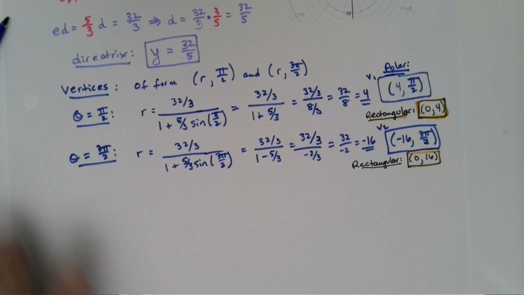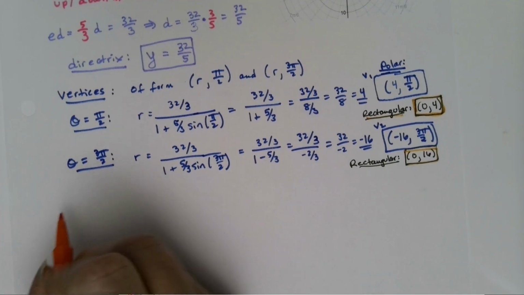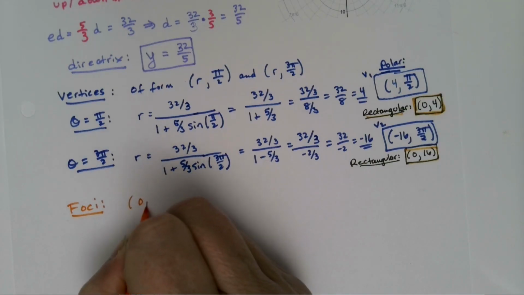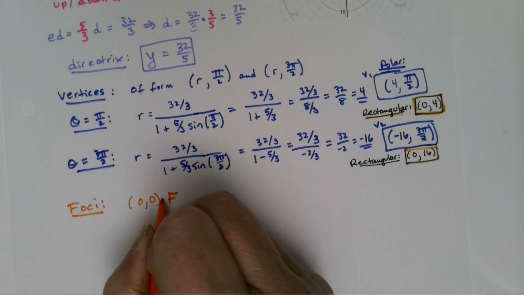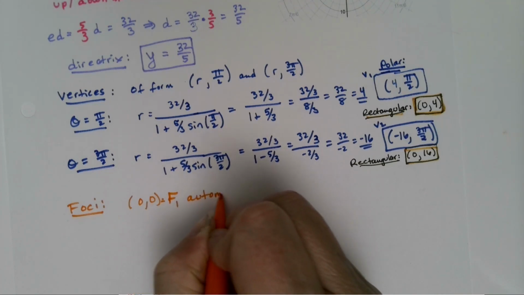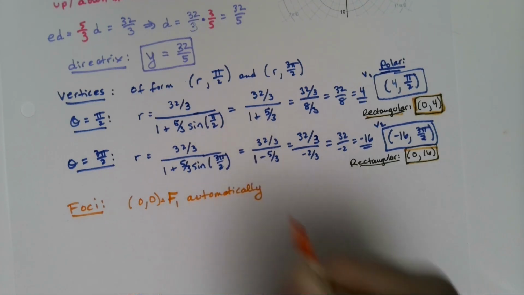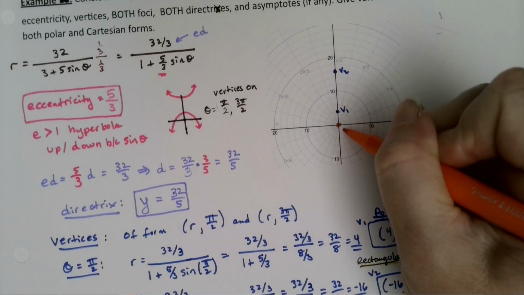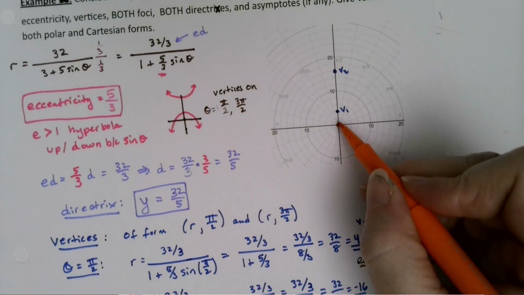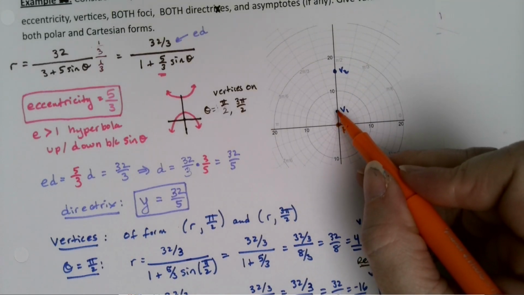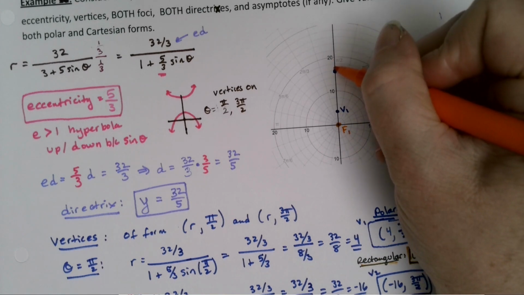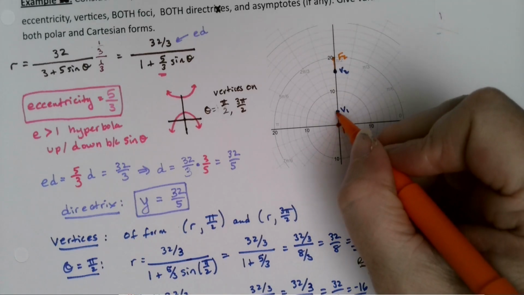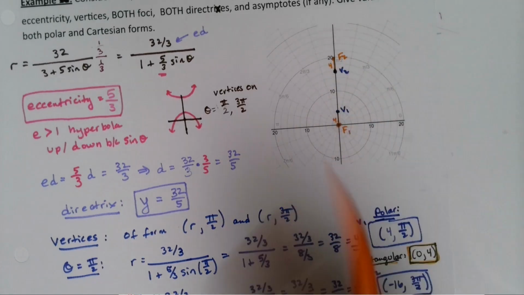Now, what about the foci? For the foci, we know that the origin is focus 1 automatically. That is just how these are built. Now let's think about that for a second. Focus 1 is here. It is 4 units away from vertex 1. That means that focus 2 has to be 4 units away here. So focus 2 has to be here because this is 4 units here and that must be 4 units there.